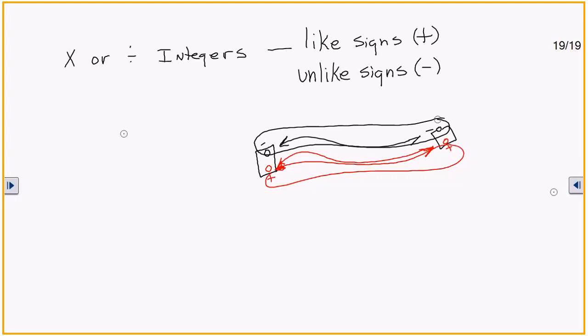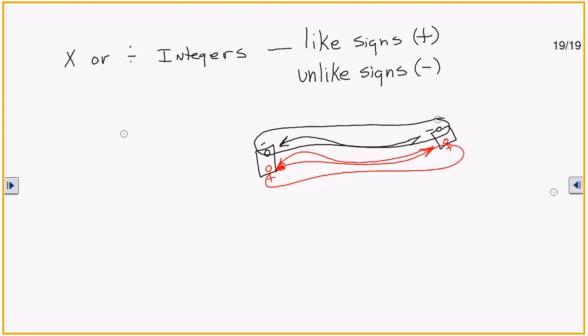Okay? What if you cross them? Well, if you cross a negative to a positive and a negative to a positive, you're going to melt the cables and the battery and probably your alternator. It's not good. Okay? Unlike signs is crossing your batteries. Okay, you don't want that.